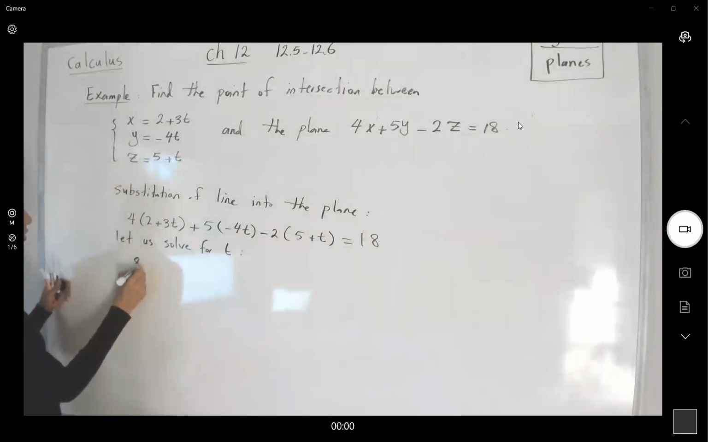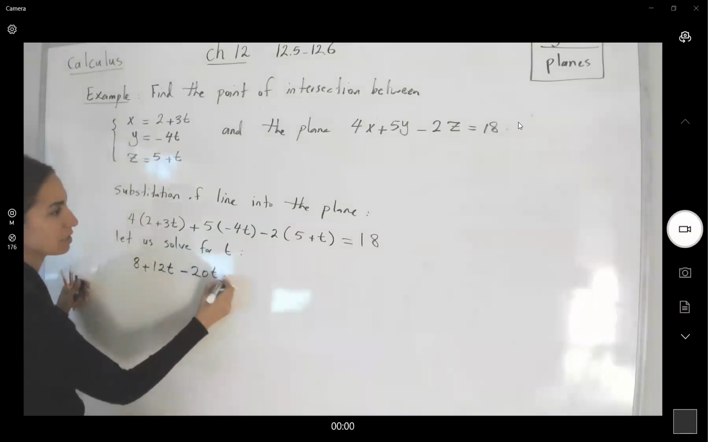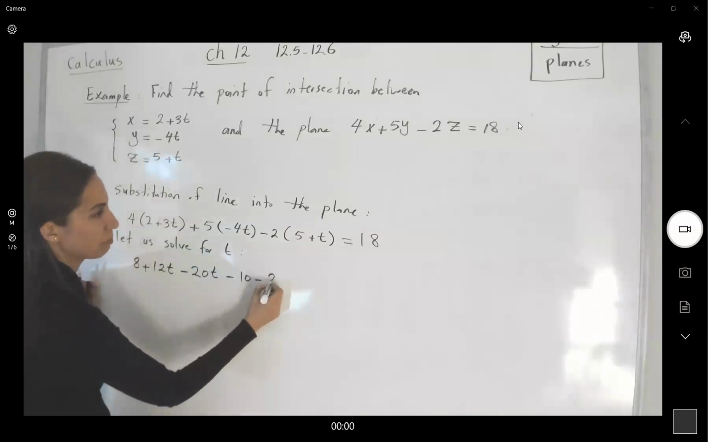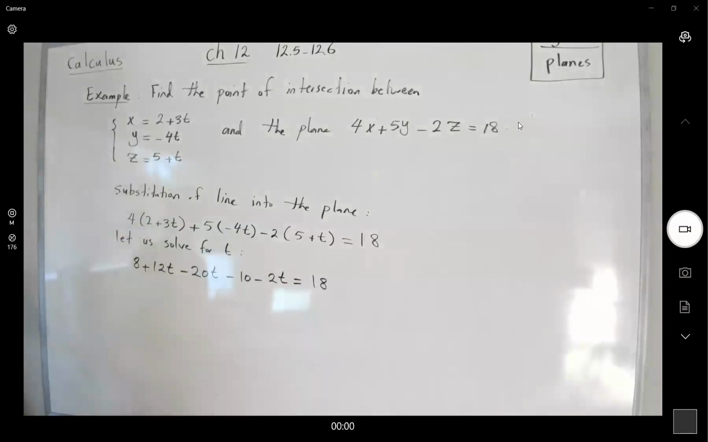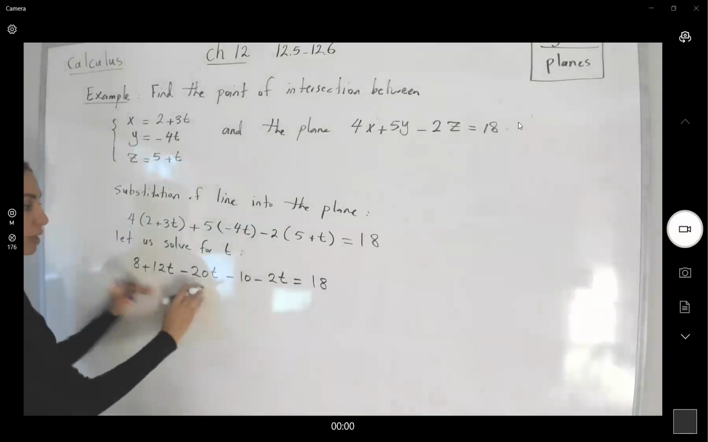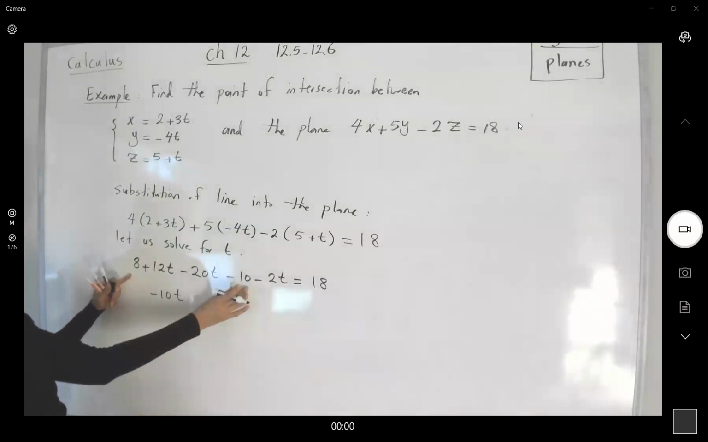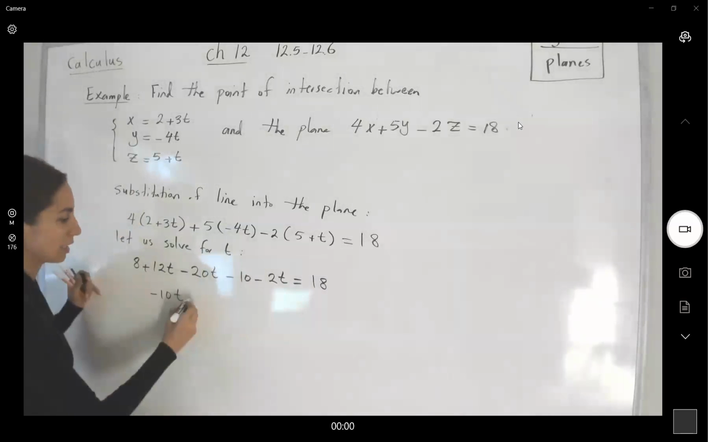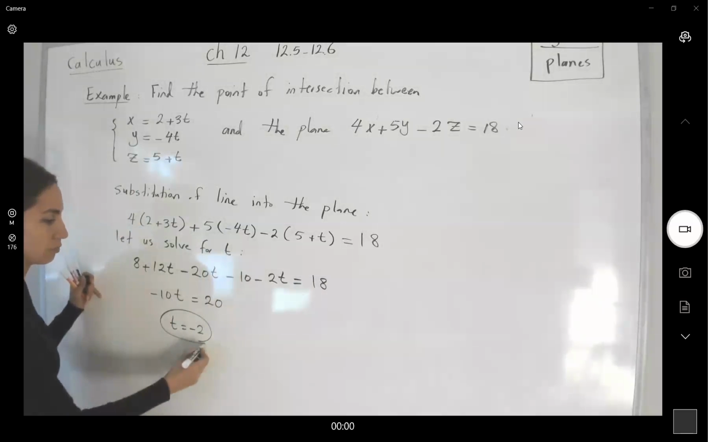So here we have 8 plus 12t minus 20t minus 10 minus 2t equals 18. So here we have 12t minus 20t, negative 10t. Here you have negative 2. On the right-hand side, you get 20. So t is negative 2.